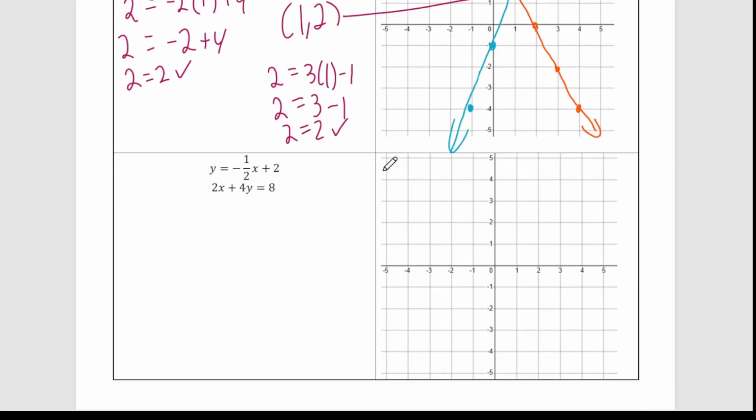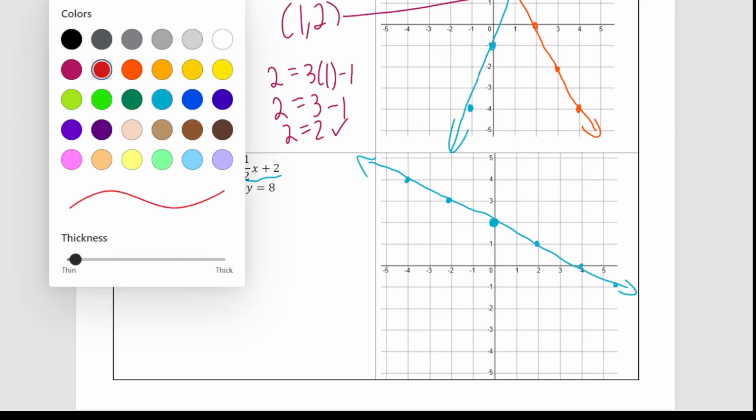For the next example, one of these is already set up and ready to go to plot. So for y equals -1/2 x plus 2, that means we're going to start at a y-intercept of positive 2, and then move up 1, left 2, or alternatively down 1, right 2, and then continue the pattern in both directions. Then we're going to go ahead and draw our nice beautiful line through it.